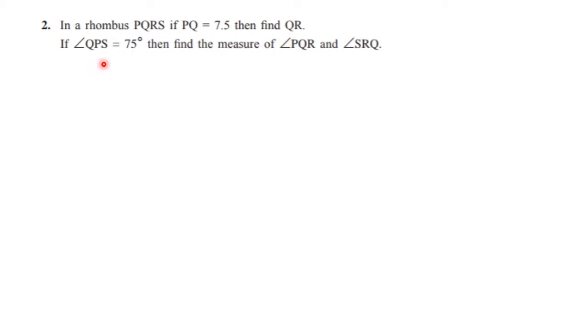Okay, next they say in a rhombus PQRS, if PQ is 7.5 centimeters, then find QR. And if angle QPS is 75 degrees, then find the measures of angle PQR and angle SRQ. So again, we need to draw the diagram. So this is the diagram.